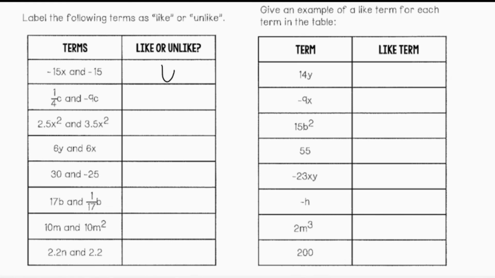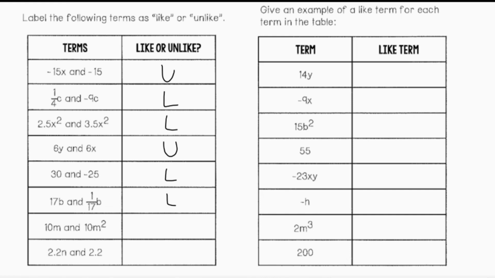1/4 c and negative 9c, they share a c, so those are like terms. 2.5x squared and 3.5x squared, they both share an x squared, same variable, same power, so those are like terms. 6y and 6x are unlike terms while they both have a variable. One is x, one is y. 30 and negative 25, these are both constants or numbers without a variable. These are like terms. 17b and 1/17 b, these are like terms.